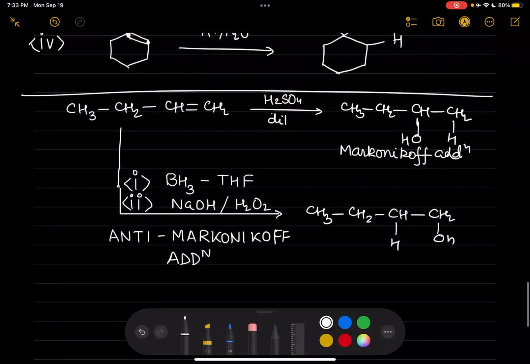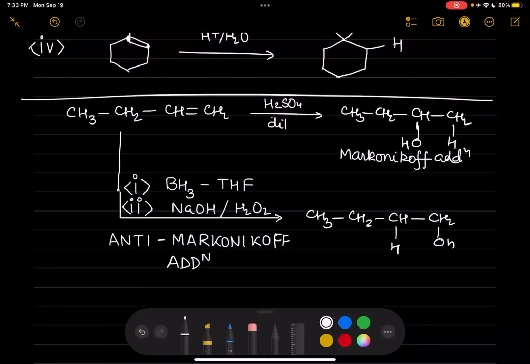Actually, what you take is borane. BH3 is borane, or it is also written as B2H6. It is dissolved in an ether known as THF, which is used to mix the borane. So first you put the borane, and that brings the H and boron atom onto the double bond. And then you oxidize the boron atom and you put OH in place of the boron atom. So that is oxidation.